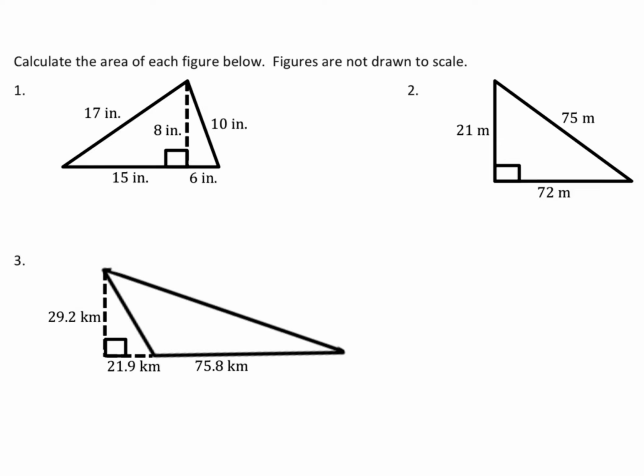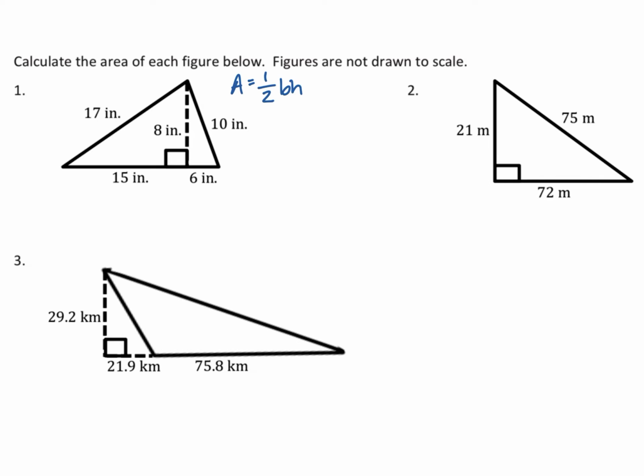To calculate the area of each figure, it says figures are not drawn to scale. All that means is that if we cut this section into 6 equal parts, this is not going to be 15 pieces that are the same size. So to find the area of triangles, we use 1/2 base times height.